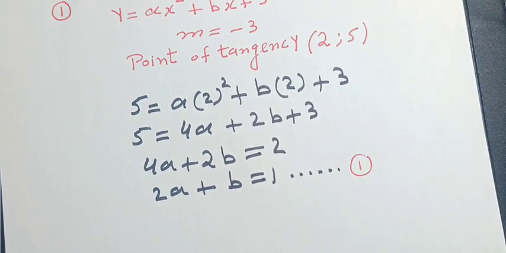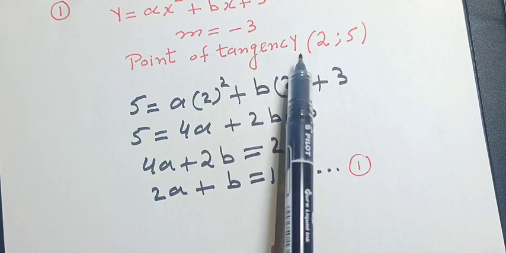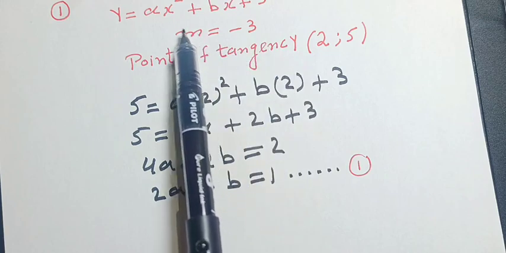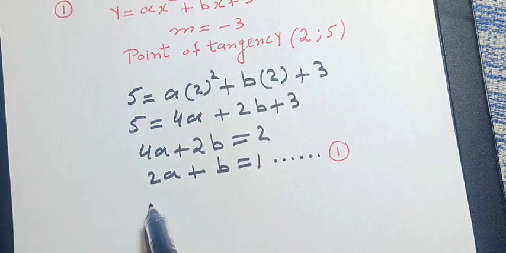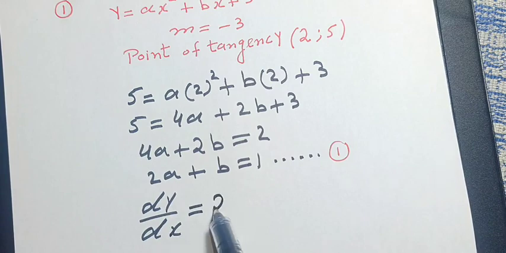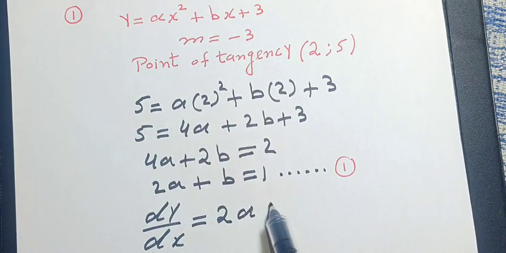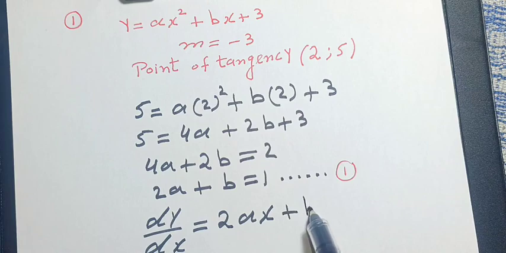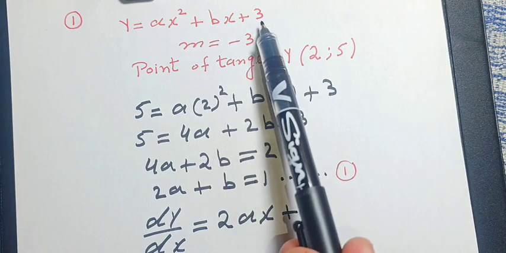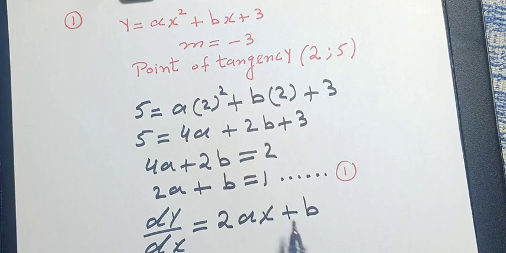Now, the point of tangency we utilized. Now we need to equate the gradient. So first I need to find the derivative of this graph. It's going to be dy over dx with respect to x, which is 2ax, differentiating with respect to x, plus b, the derivative of the constant 3 is equal to 0. The derivative of x is 1, so b times 1 is b.